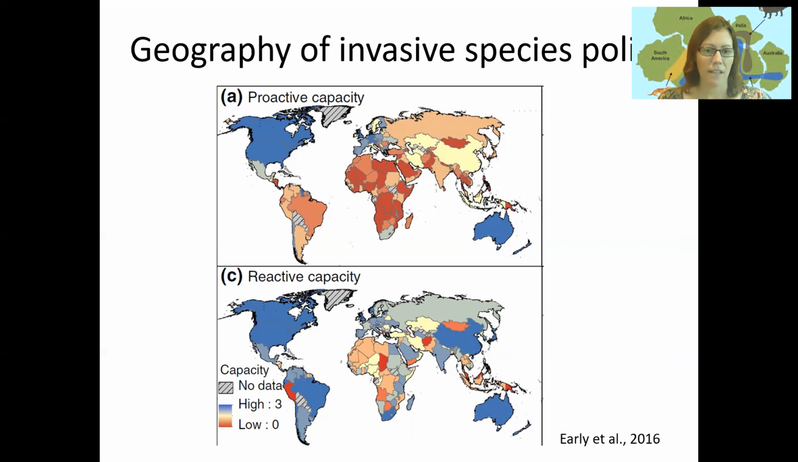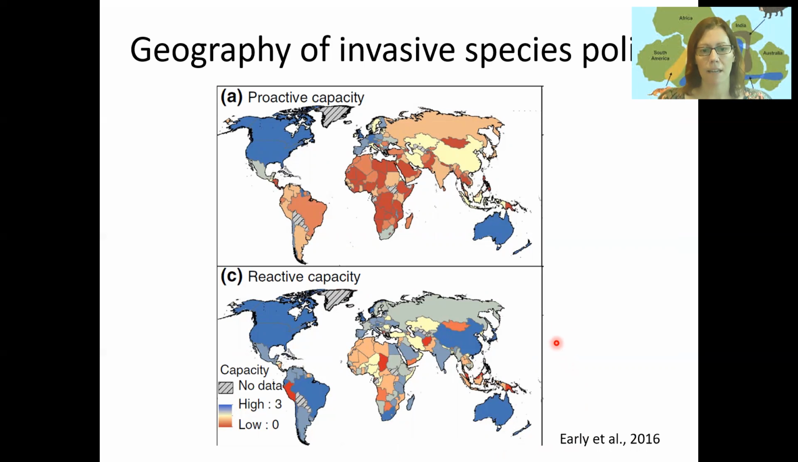And so what they found is, in most of the policies around the world, blue means that they have high capacity, so a lot of policies focused on that approach. And red means that they have low capacity, so not much in the way of policy to help reduce the risk of invasions. So you can see that there's a lot more reactive capacity in the world. Once we recognize that something is invasive, a lot of times we come up with policies to try to stop the spread of those invasive species.